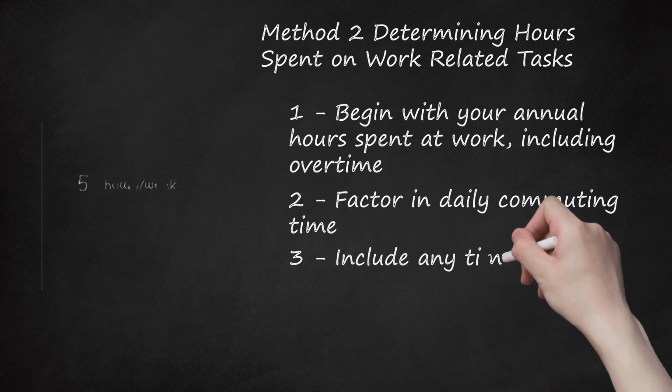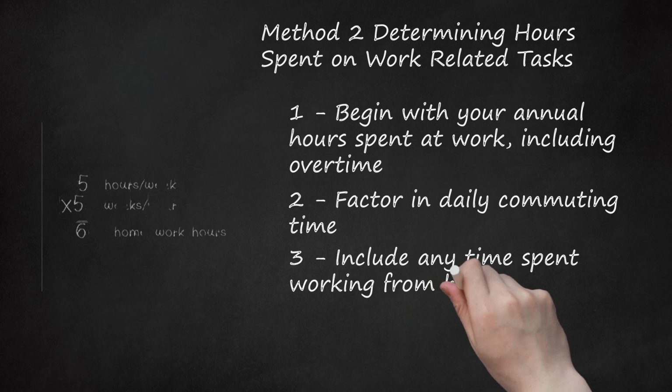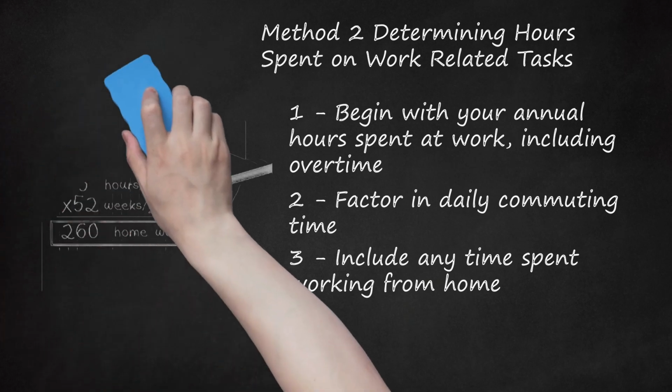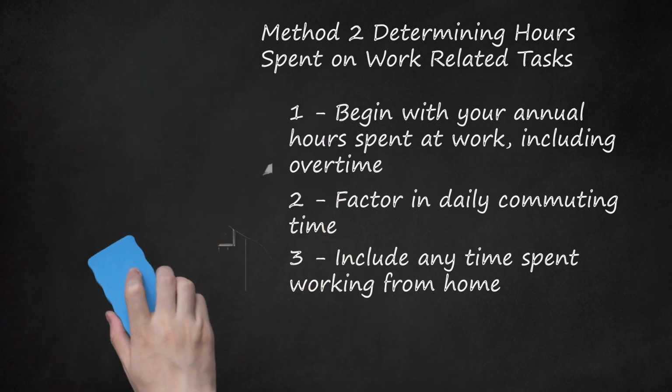3. Include any time spent working from home. If you spend time at home checking emails, doing projects, or doing any other work for which you are not paid, include this, as these are hours devoted to work. Ask yourself how many hours per week on average you devote to at-home work, and multiply this by 52.